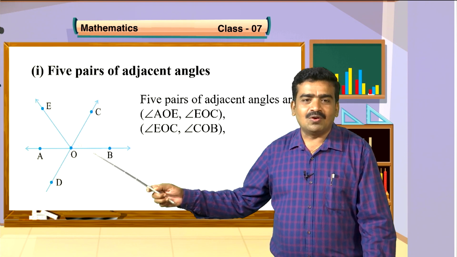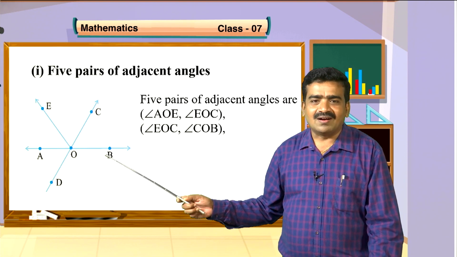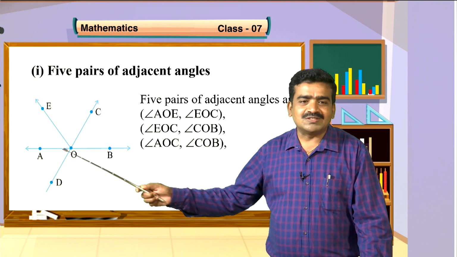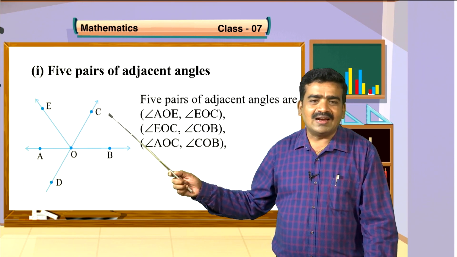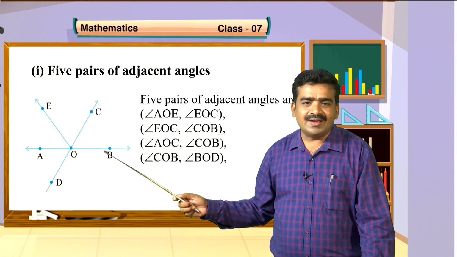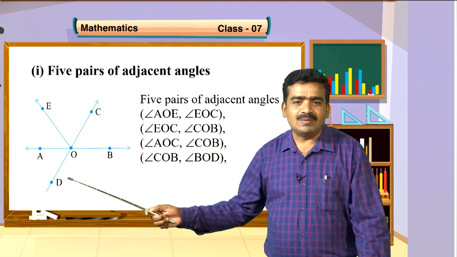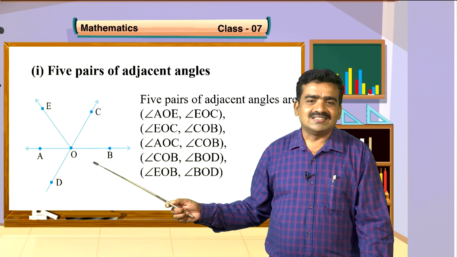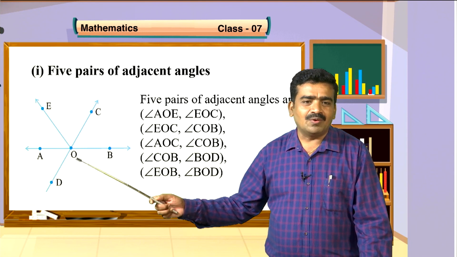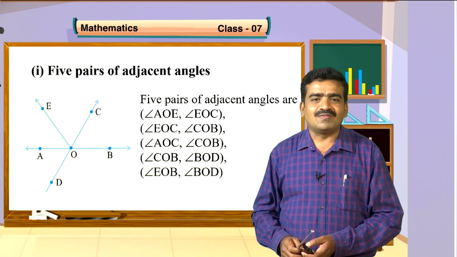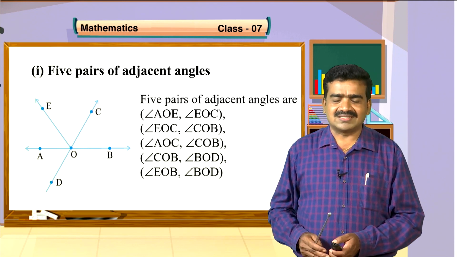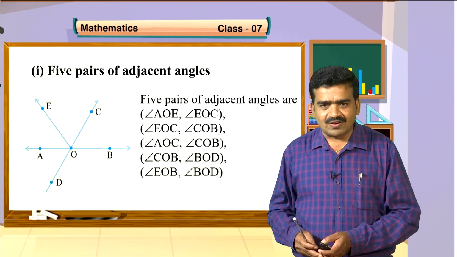Similarly, EOC and COB are another pair of adjacent angles. Let us come to one more pair, AOC and COB will be one more pair, and COB and BOD will be one more pair of adjacent angles. Similarly, EOB and BOD will be another pair of adjacent angles. You can write many more pairs of adjacent angles in this case, but we need only 5 pairs.